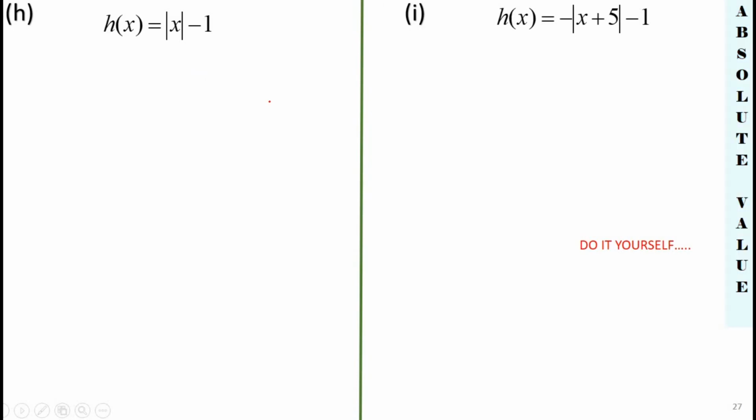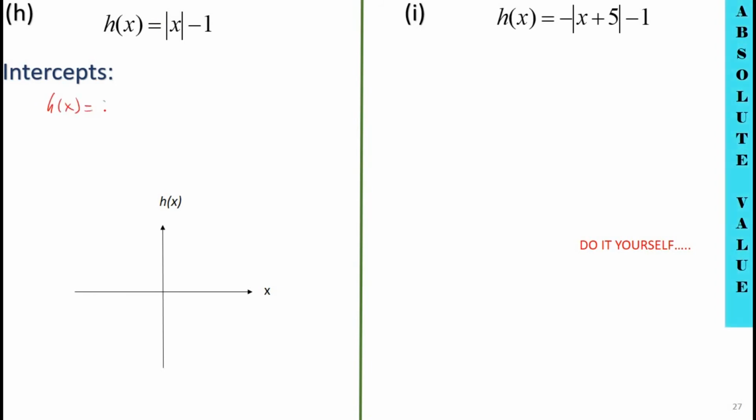But you can find the intercepts. So what are the intercepts? You can substitute when h(x) is equal to 0. So when h(x) is equal to 0, you have modulus x minus 1 is equal to 0. This is to find the x-intercept. From here you have modulus x is equal to 1, meaning that x can be equal to 1 or x can be equal to negative 1. So you have two points, 1 and negative 1. Let's say this is negative 1, this is 1. These are the two intercepts of x.